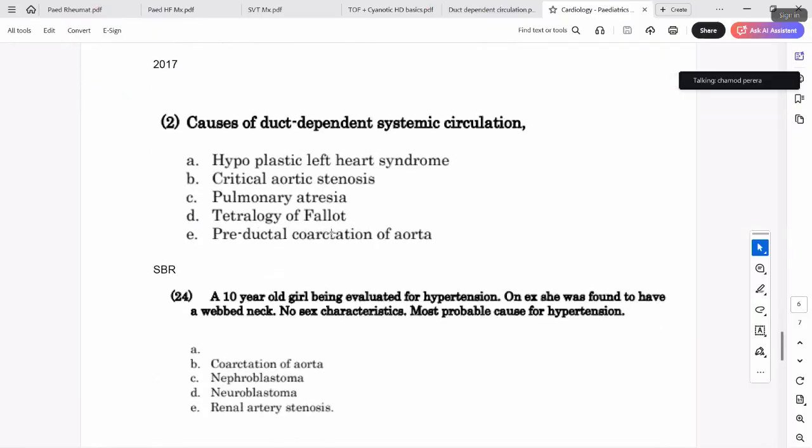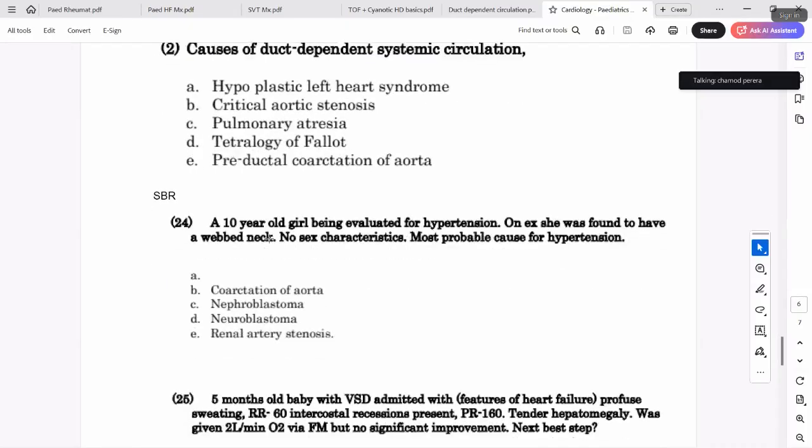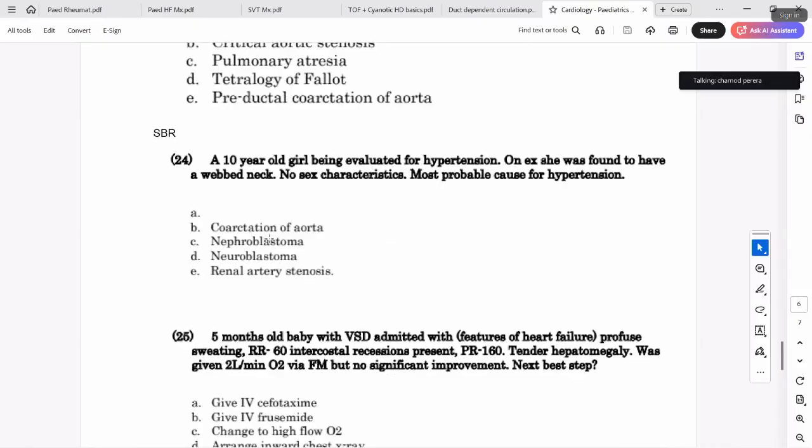Again, the same thing I have discussed: duct-dependent circulation causes. For duct-dependent systemic circulation, hypoplastic left heart syndrome is a cause. Critical aortic stenosis is a cause. Pulmonary atresia is not. Tetralogy of Fallot is not. And preductal coarctation is again a cause of duct-dependent systemic circulation.